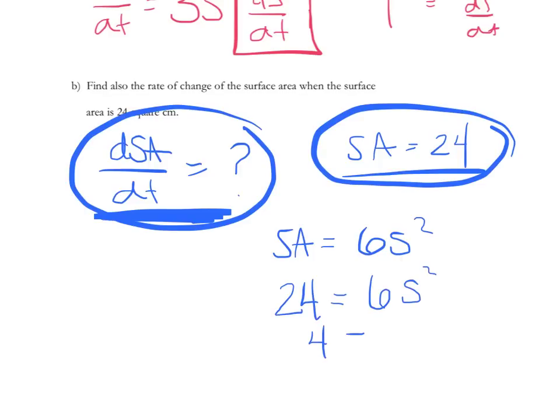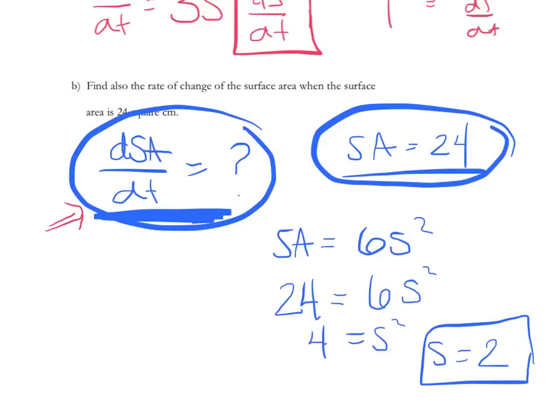Therefore, I've got 4 equals s squared. Therefore, the side is 2. Now, of course, technically positive or negative 2, but we're the side of a cube, so clearly we don't want to be negative. Now that I know how big a side is, I can go answer the question I wanted. It wanted me to take the derivative of surface area.